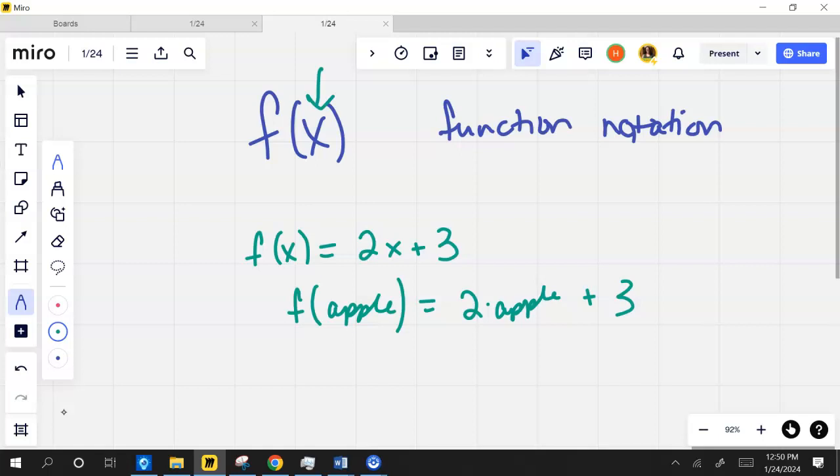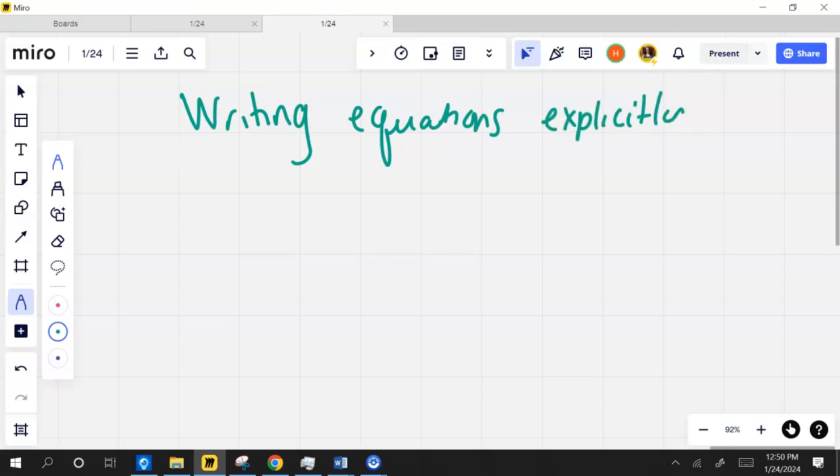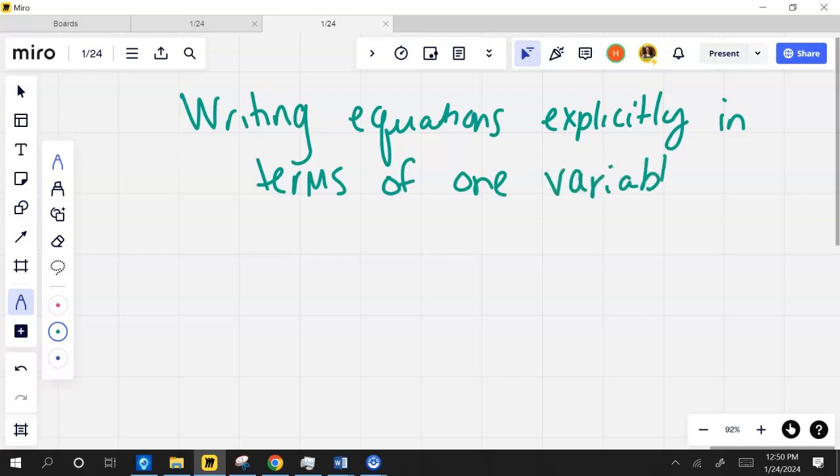I think one more thing, and I should be good. Writing equations explicitly. You should know how to do this. You just may not have been told about it in this form.